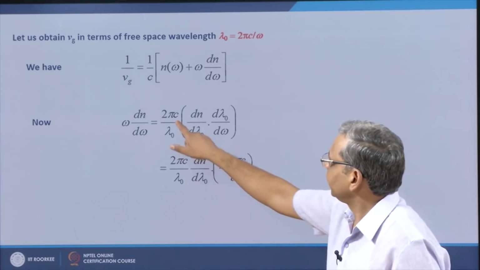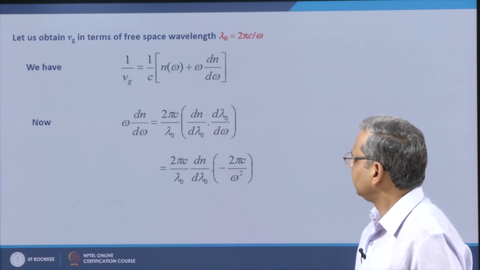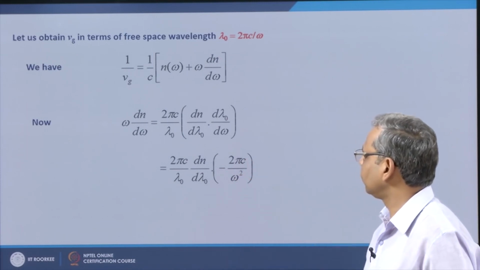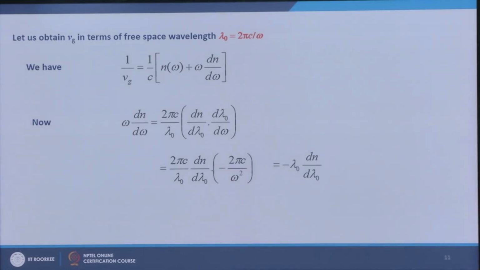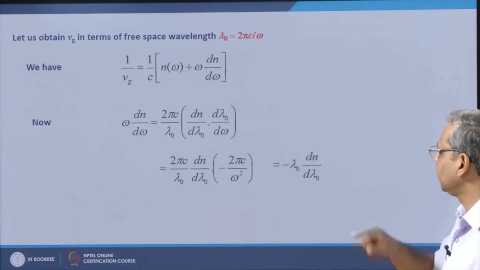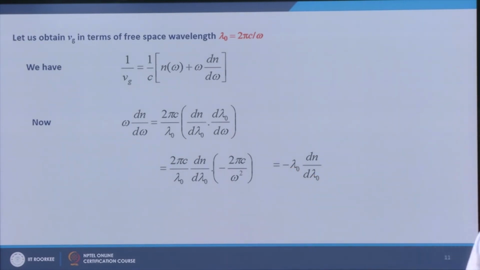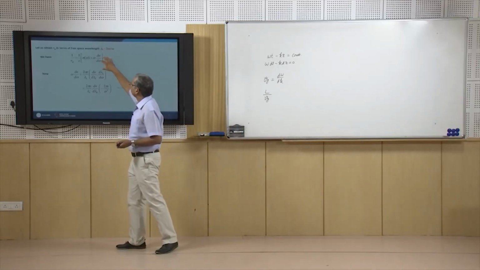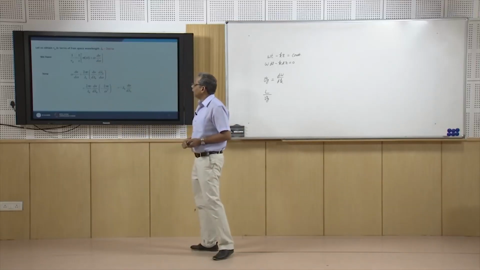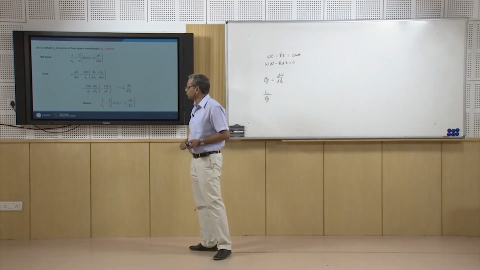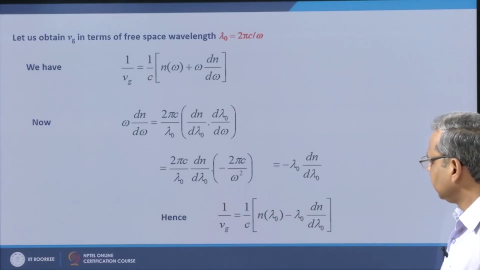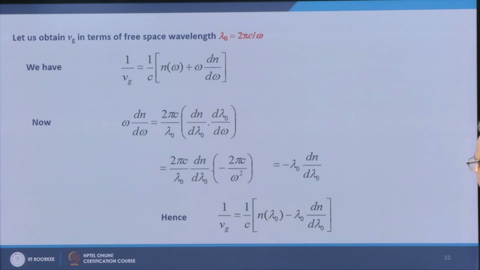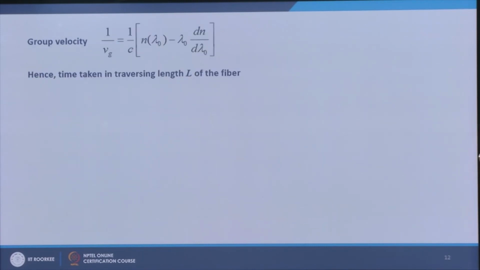So, it would be simply 2 pi c over lambda naught, dn over d lambda naught, times minus 2 pi c over omega square, and omega again I can put as 2 pi c over lambda naught. If I do that, I get omega times dn over d omega is equal to minus lambda naught dn over d lambda naught. So, I put it back into this expression and I get the expression of 1 over Vg in terms of wavelength. So, 1 over Vg is now 1 over c times n minus lambda naught times dn over d lambda naught.